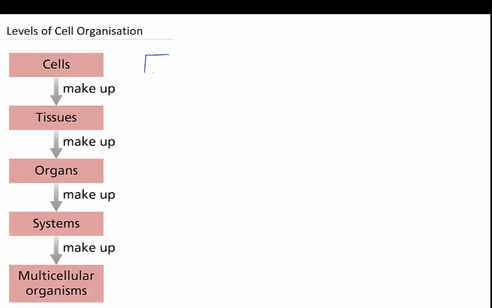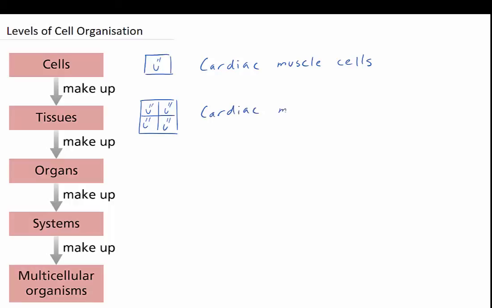Our heart is made up of millions of cardiac muscle cells. And the job of these cells is to contract and to push blood throughout our circulatory system. Now, of course, it's not just a single cell that performs this job, but lots of these cells. So if cardiac muscle cells are organized together to perform the same function, you can refer to these as cardiac muscle tissue.